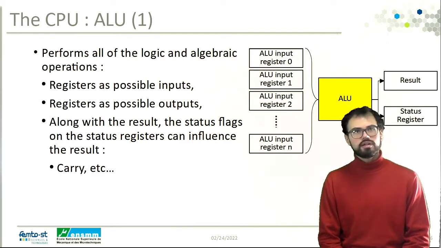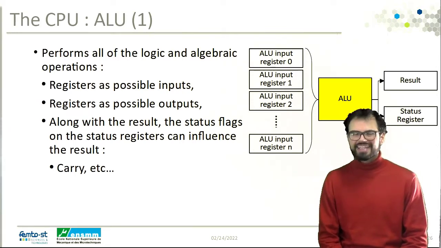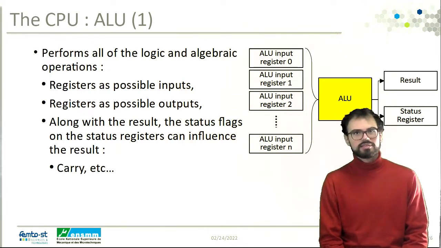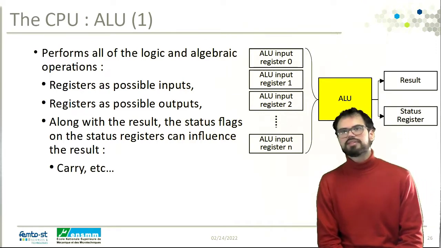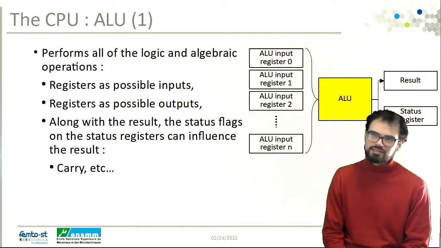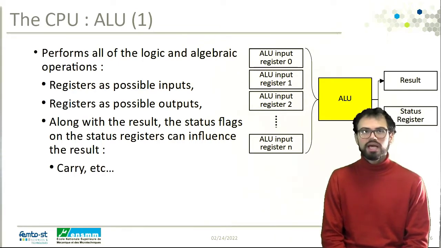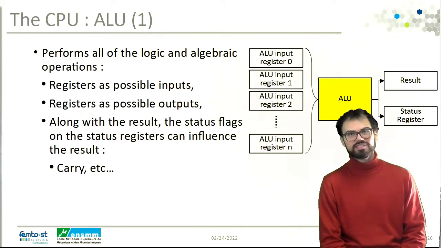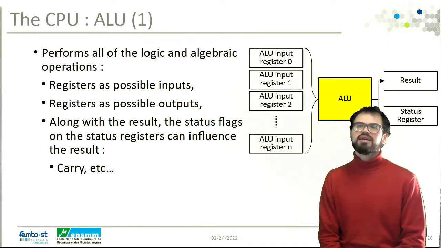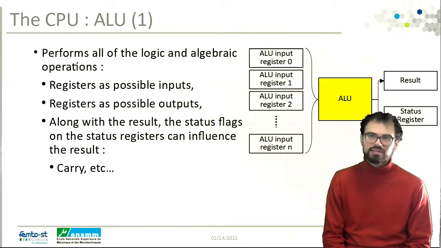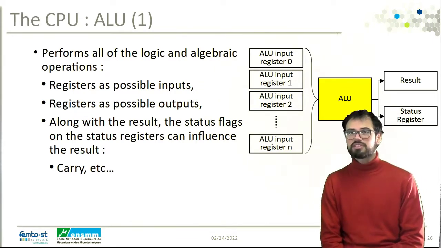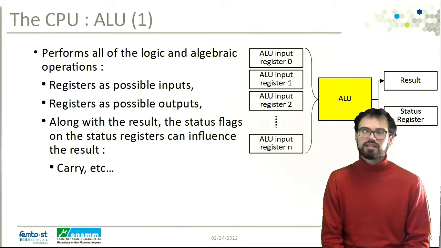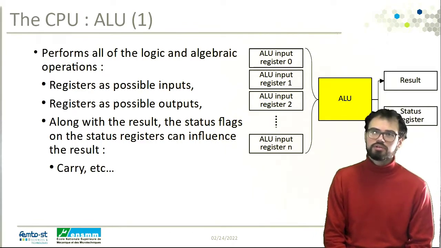The arithmetic logic unit will take the instruction and perform it. It will be able to take several inputs from several registers inside a CPU, and give outputs in several registers again. It will also operate on the status register, which is a special register that contains some flags that can influence the work of your CPU.